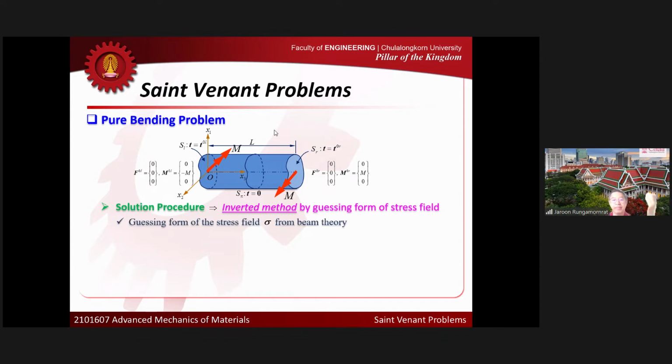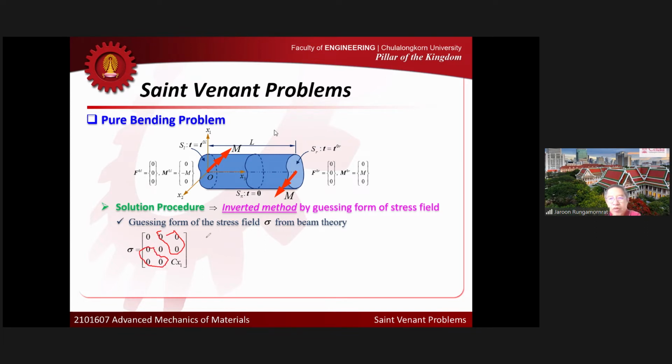Okay. So now I guess a stress field of this particular form. Okay, if you remember in beam theory, if you don't have the shear force induced at the cross section, all the shear stresses disappear, right? So I would not have any shear stress components. So then I guess the form like this. So you can see that the shear components that I have here are zero. Okay.